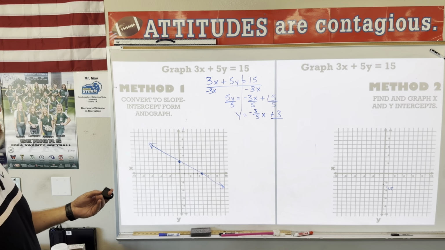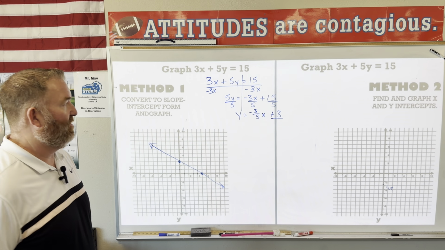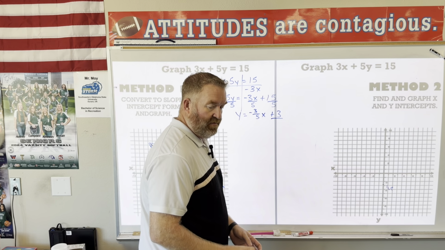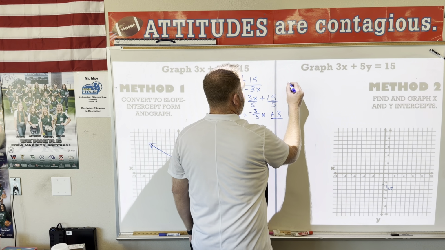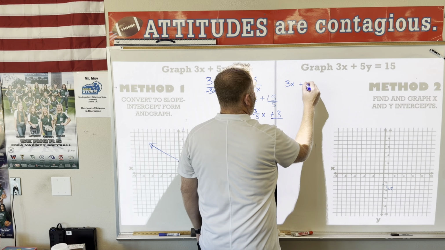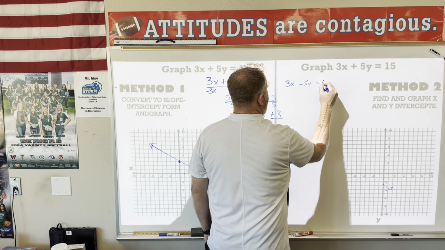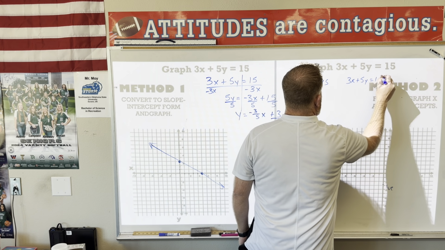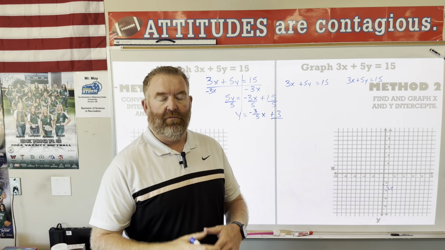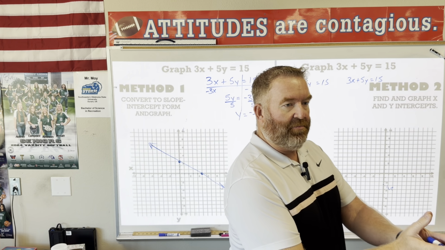Same thing. It's the same problem. Method number 2. Let's do it. All right. So what I'm going to do is I'm going to write this problem twice. Not a big deal. 3x plus 5y equals 15. 3x plus 5y equals 15. Okay? Now, look at your notes. Look at the other page.